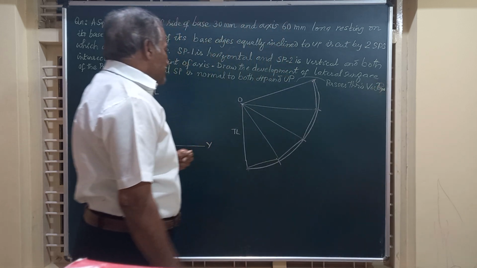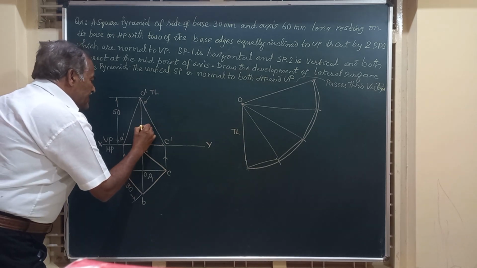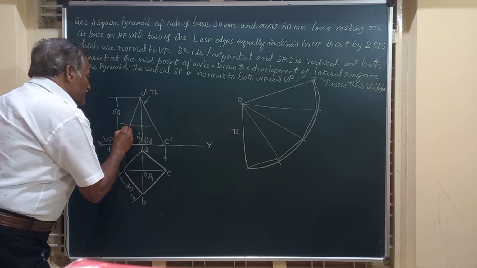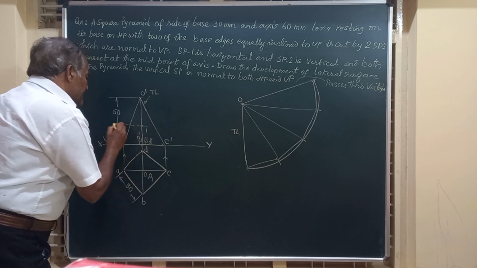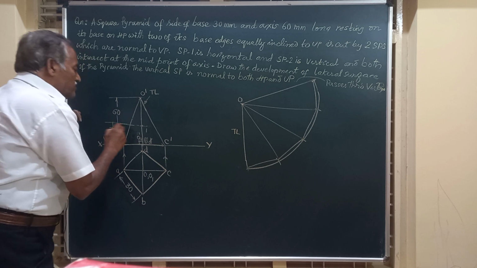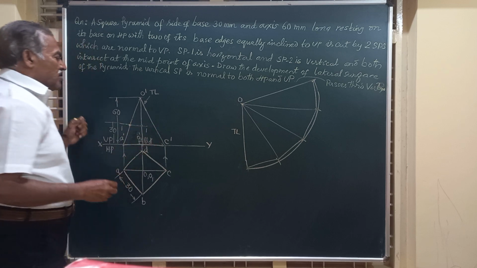So friends, let me mark the horizontal section plane at a height of 30 millimeter from the base. I will call this section plane 1 1, which is at a height of 30 millimeter from the base because it has to bisect that. So this is section plane 1 1, I will call. This section plane is horizontal.